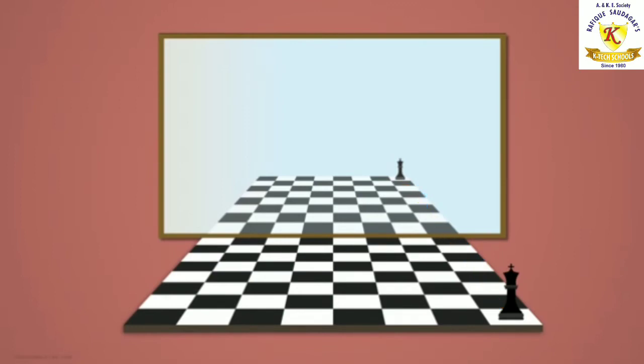Well, you can count the number of squares in front of each. For the object, there are 7 squares in front, and the same for the image as well. You can move the king anywhere on the chessboard and find out its image is always at the same distance from the mirror as the king is.